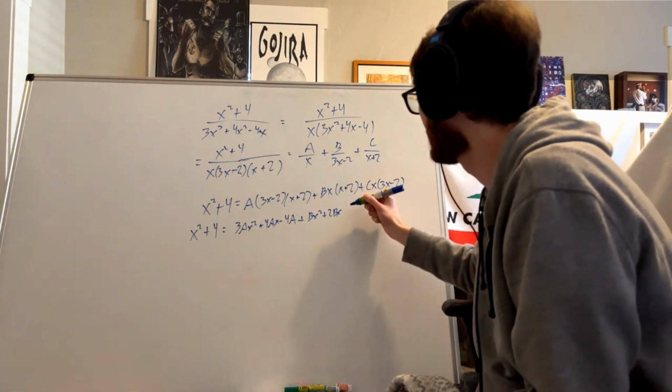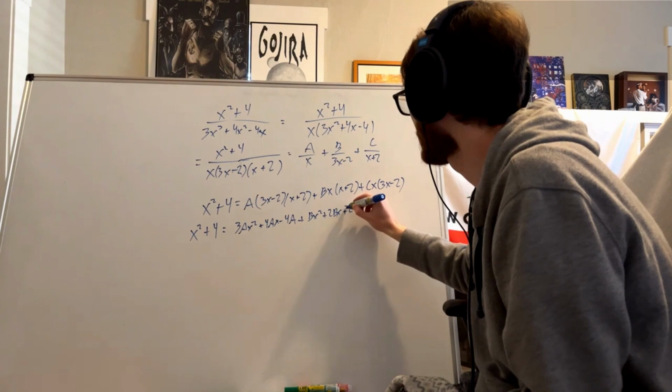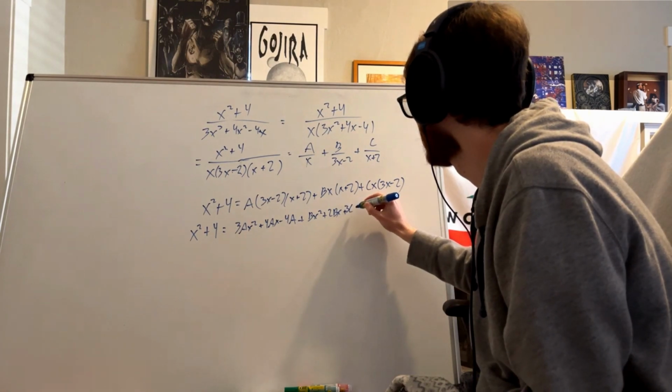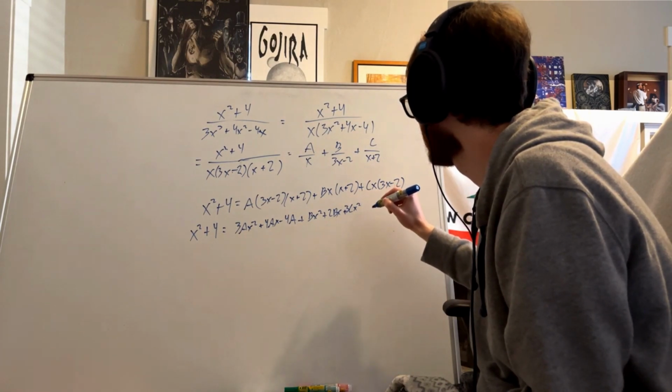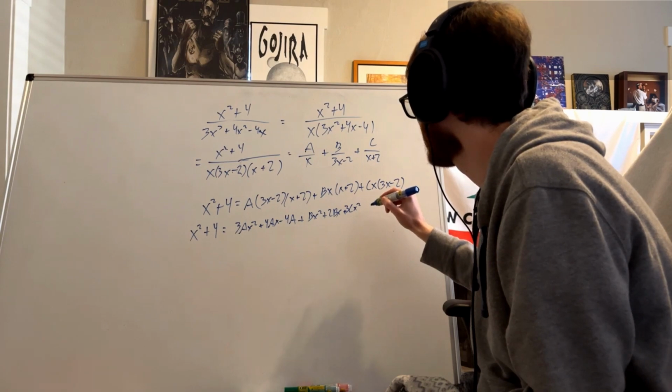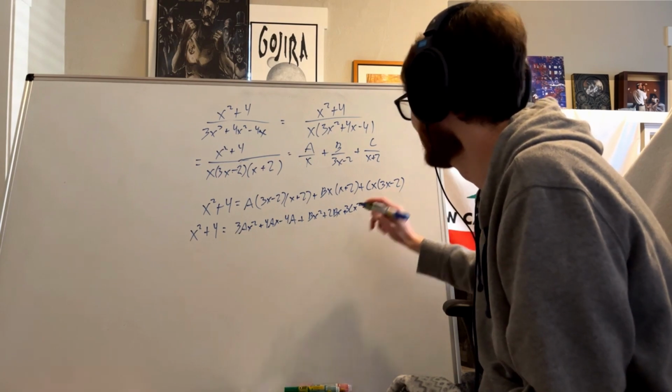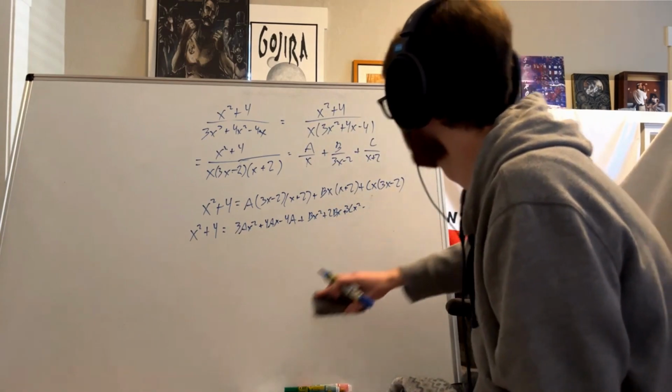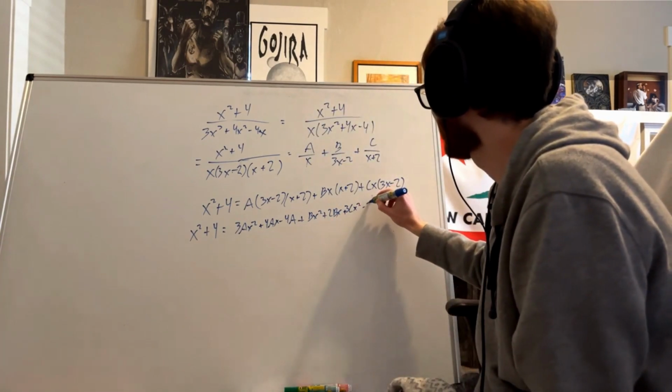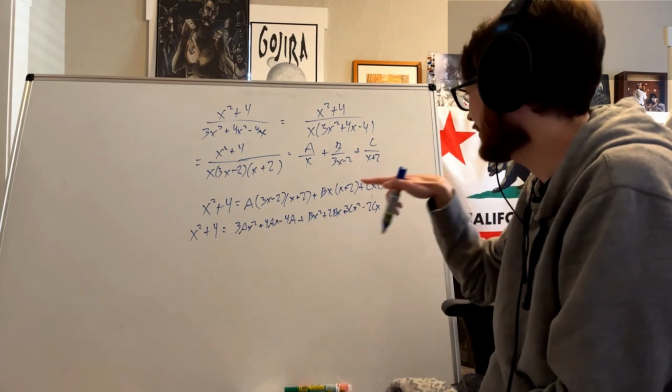Now here we have plus 3cx squared, minus 2cx. I think that's okay.